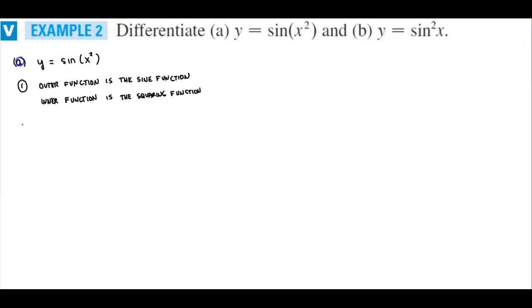Okay, so then if we start with the chain rule, remember that the chain rule is we want to find the derivative of y with respect to x, and that's going to equal the derivative with respect to x of the sine of x squared. So again, this represents the outer function, and this represents the inner function.